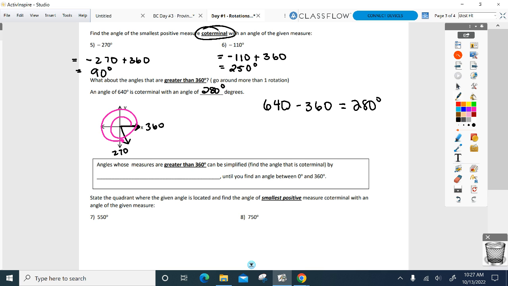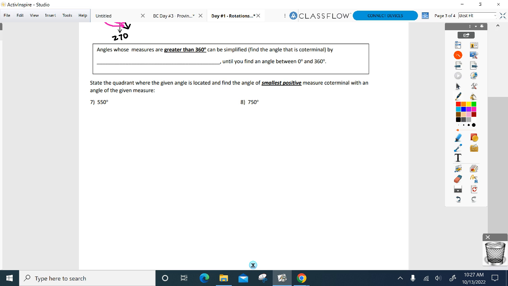And then let's write in the rule now to make it official. Any angle whose measure is greater than 360, what do we do? Subtract 360 from it. All right, here we go. Name the quadrant. We don't have to graph it. Just name the quadrant and tell me the smallest positive angle coterminal with 550.